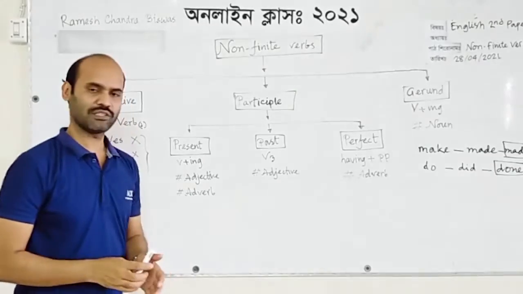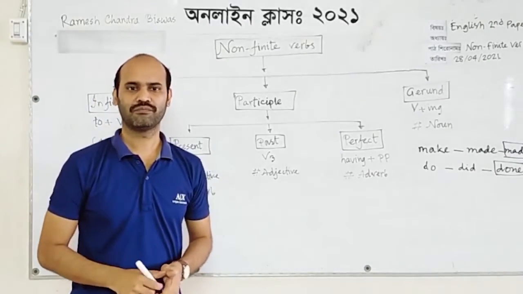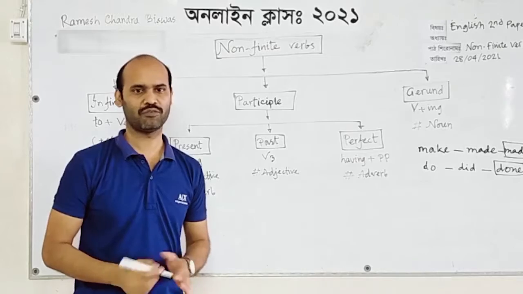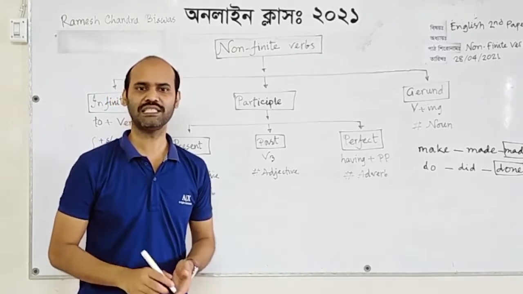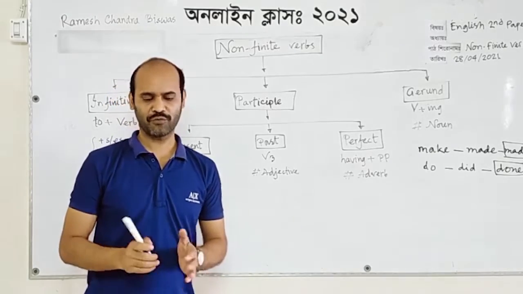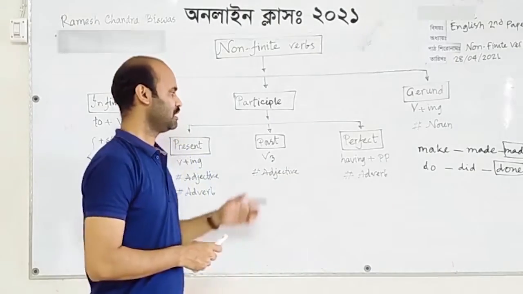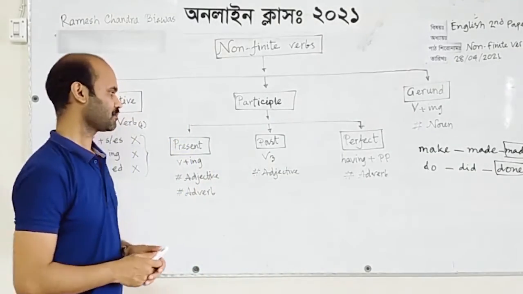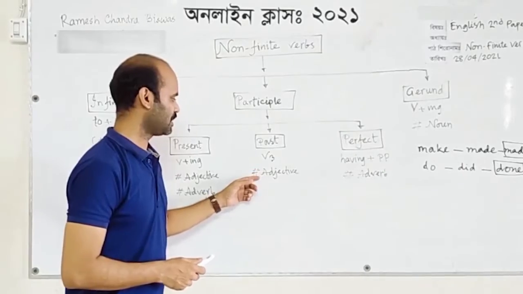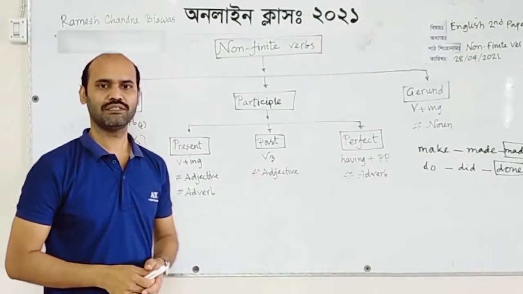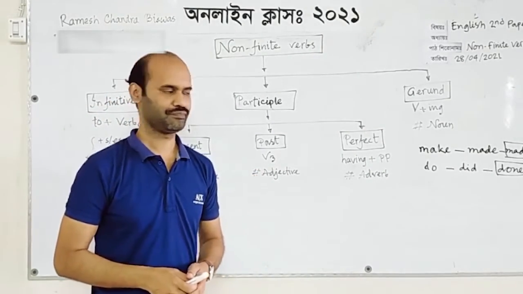A past participle is also used in perfect tense, that is present perfect, past perfect or future perfect, any type of perfect. Whenever you form a perfect, you need a past participle. A past participle usually functions as an adjective.